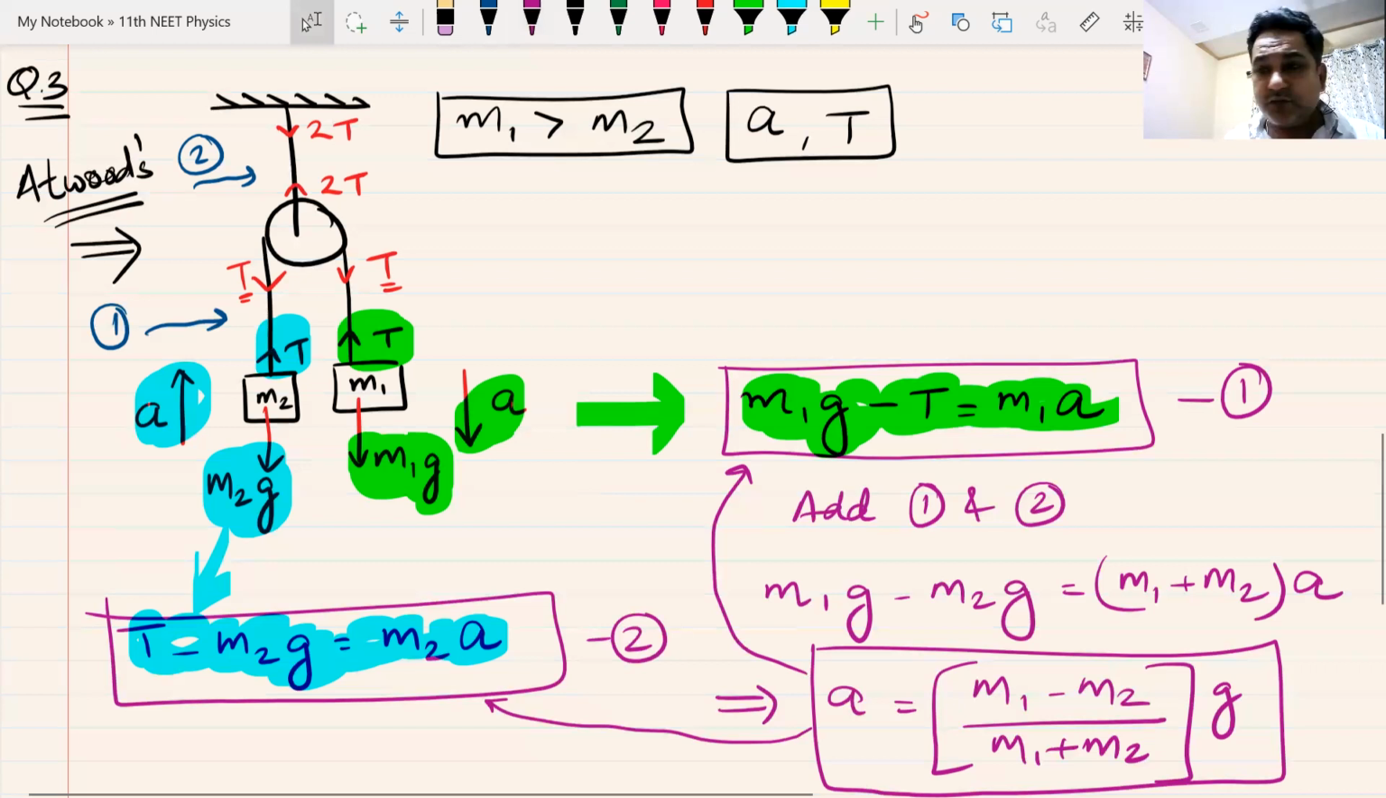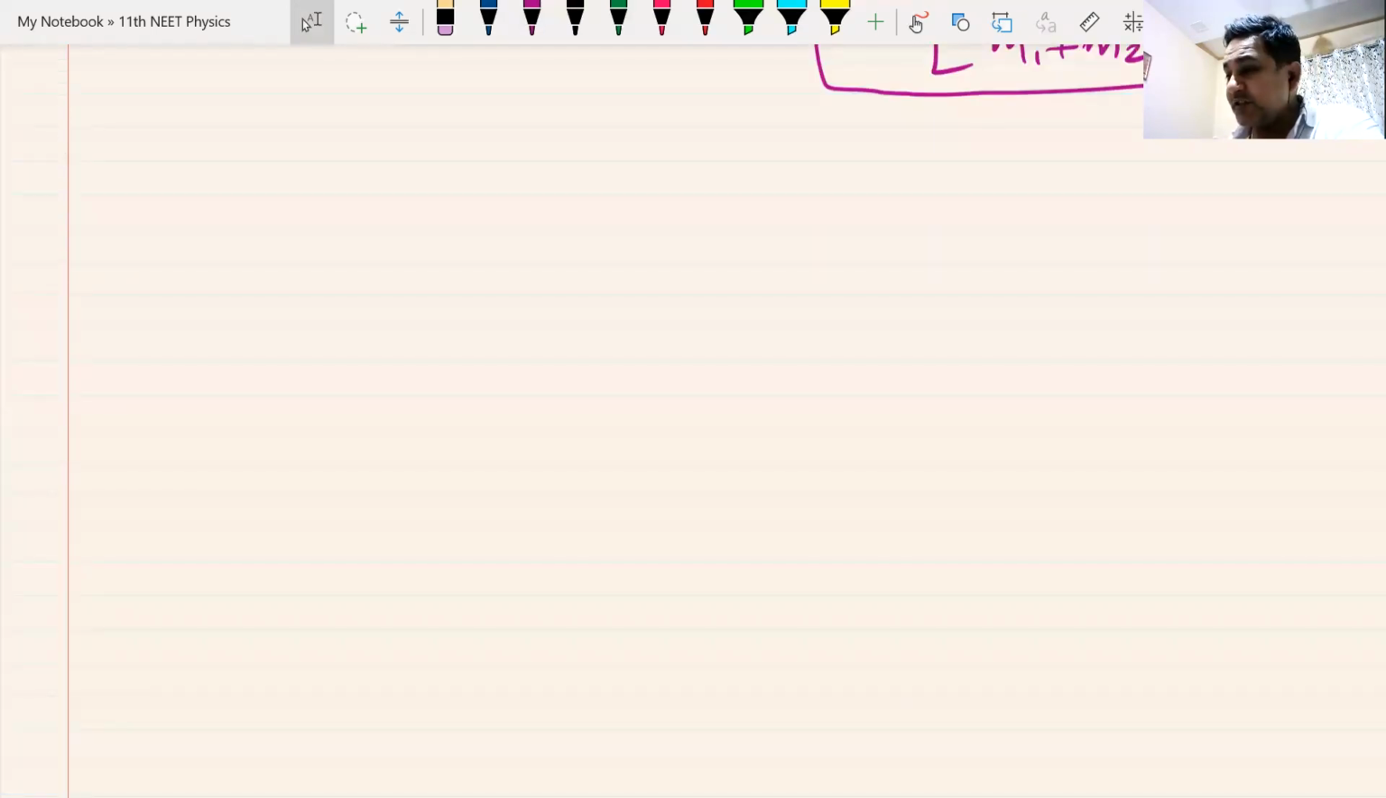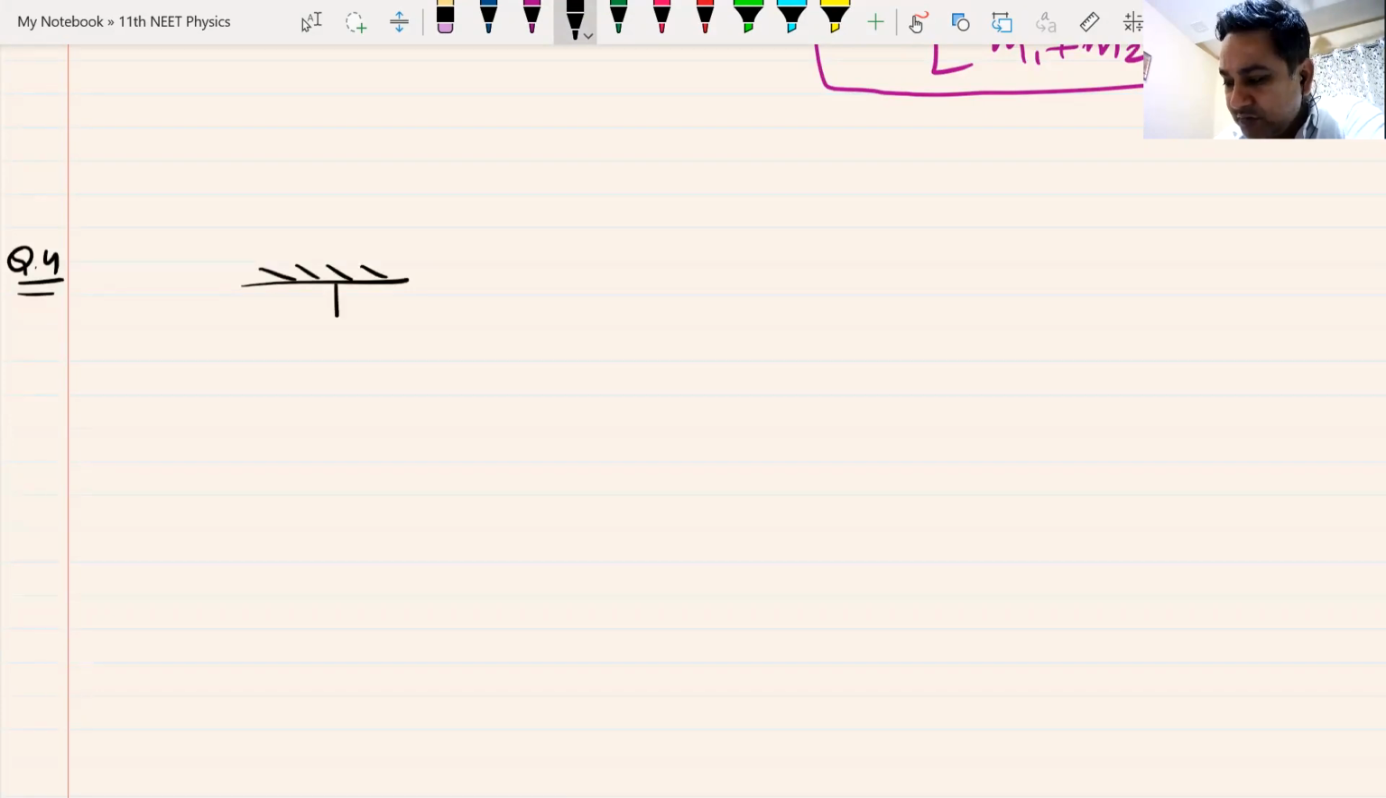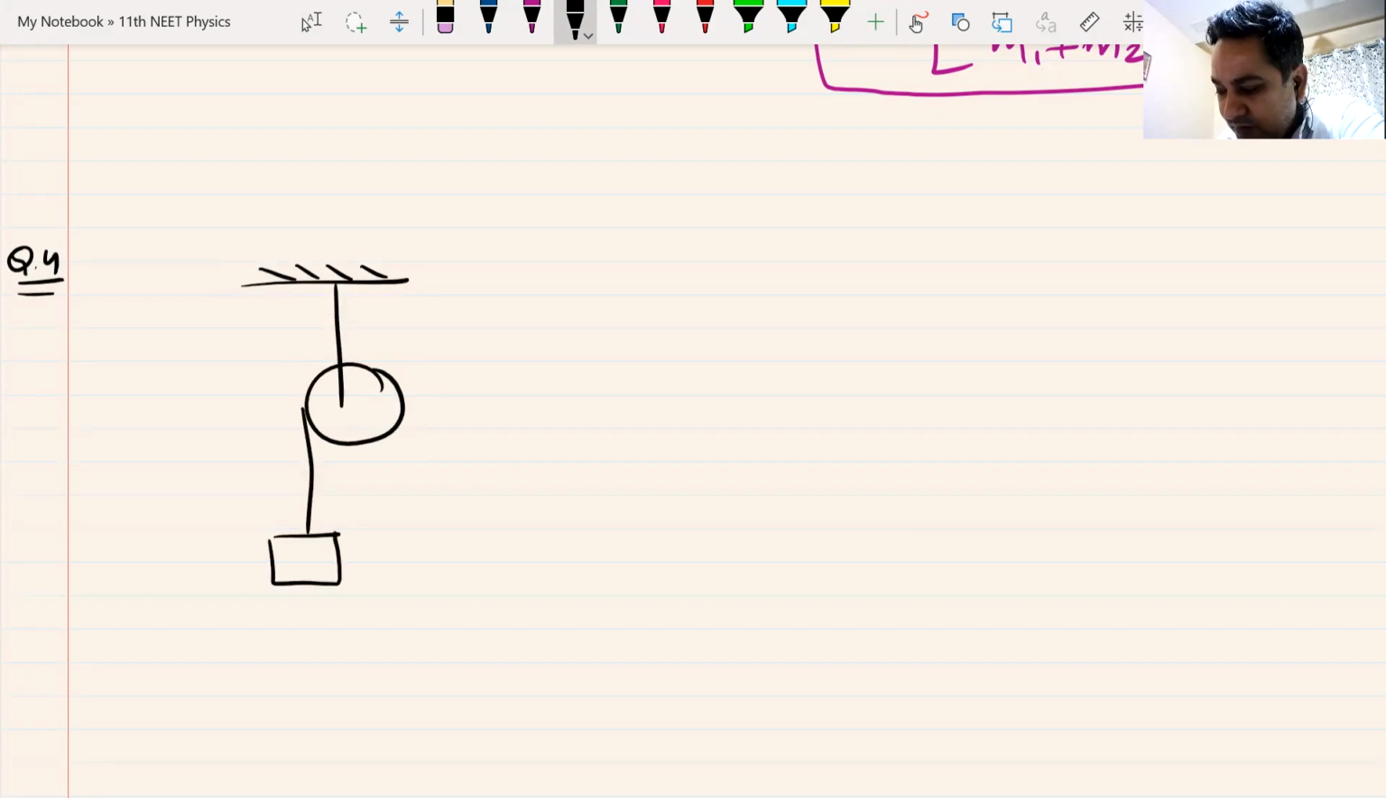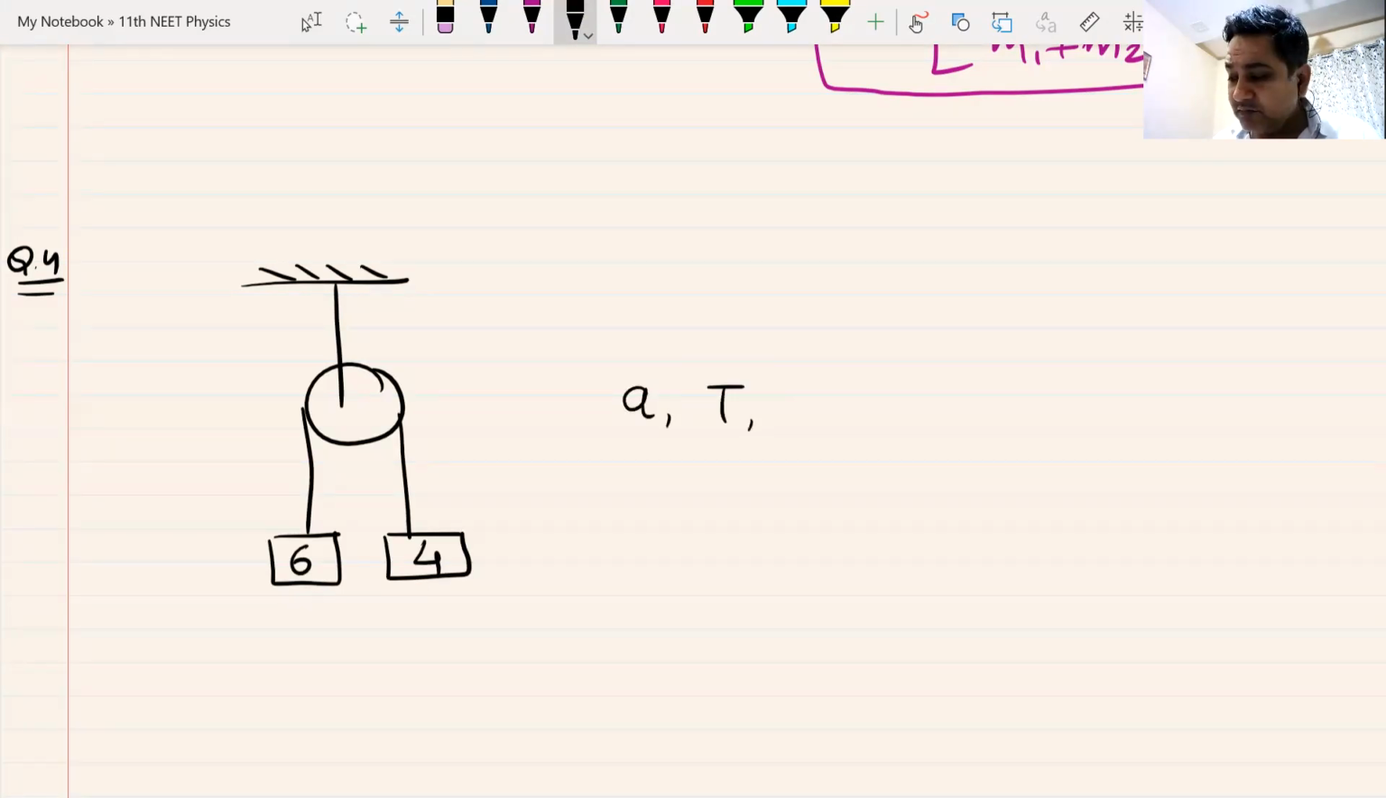So I'll give you a question as homework that you will have to solve for me. This is the homework question, a straightforward question. Once you do this question, I'll give you another question. This is a 6 kg block. This is a 4 kg block. The 6 kg block is on the left, the 4 kg block is on the right. You have to find the acceleration of the two blocks, the tension in the string, and tension.